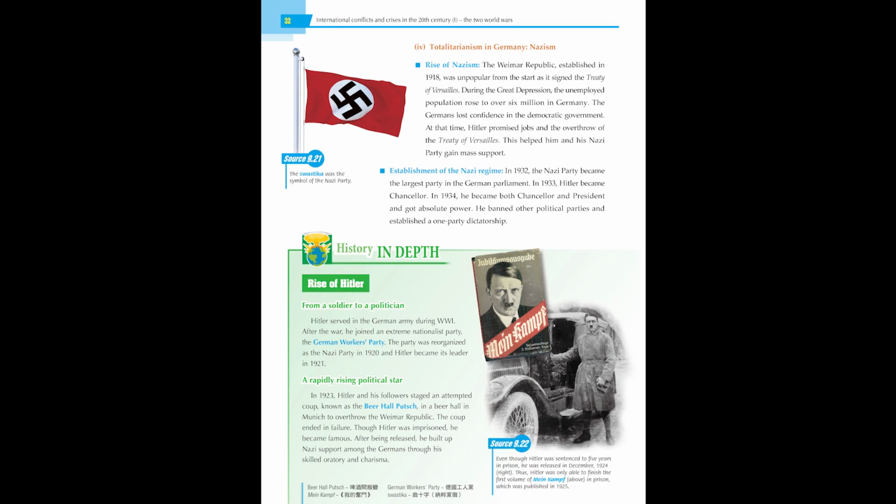Look at Source 9.22. Even though Hitler was sentenced to 5 years in prison, he was released in December 1924 on parole. Thus, Hitler was only able to finish the first volume of Mein Kampf in prison, which was published in 1925.